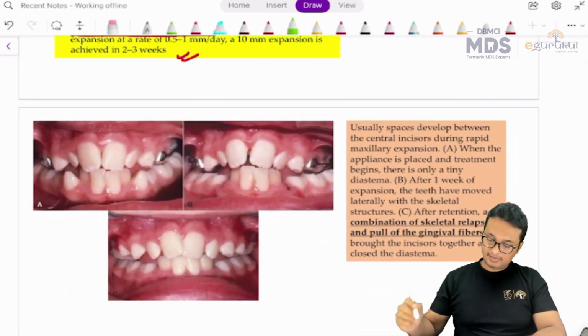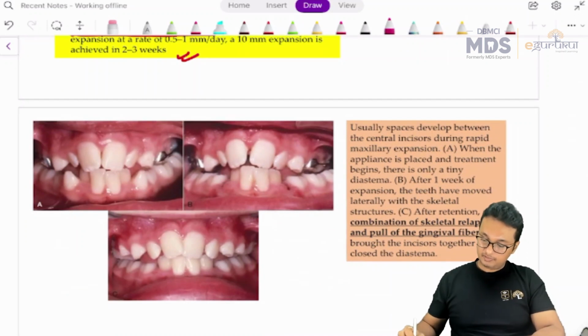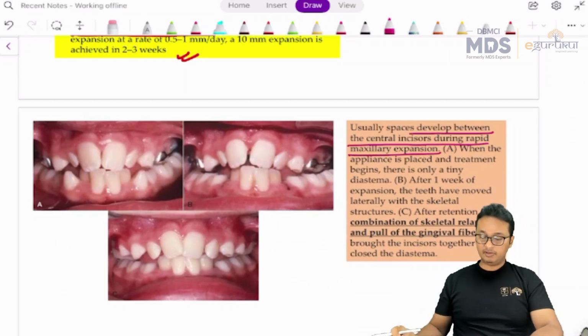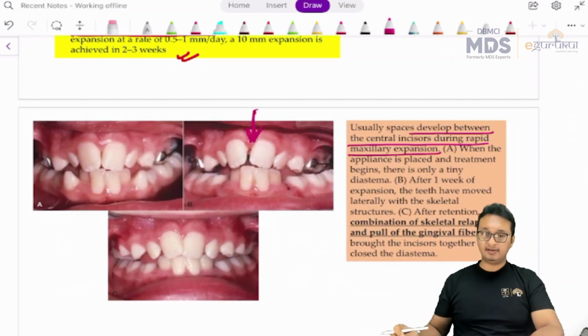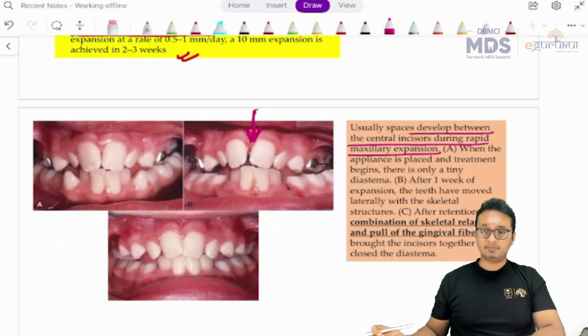Now this is a clinical case scenario where spaces usually develop between the central incisors during rapid maxillary expansion. As we have already talked about, this is the midline diastema which has occurred, and this is a sure shot indicator. It is a telltale sign to ascertain whether expansion of the maxilla has occurred or not in the first place.